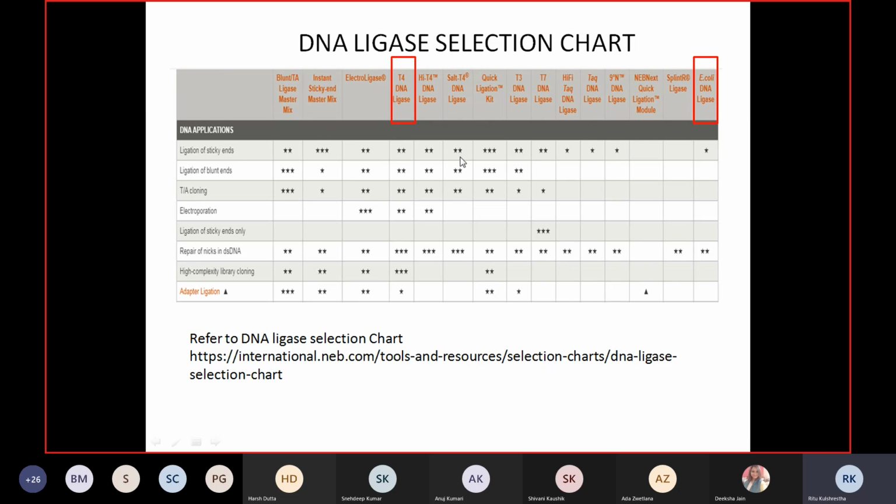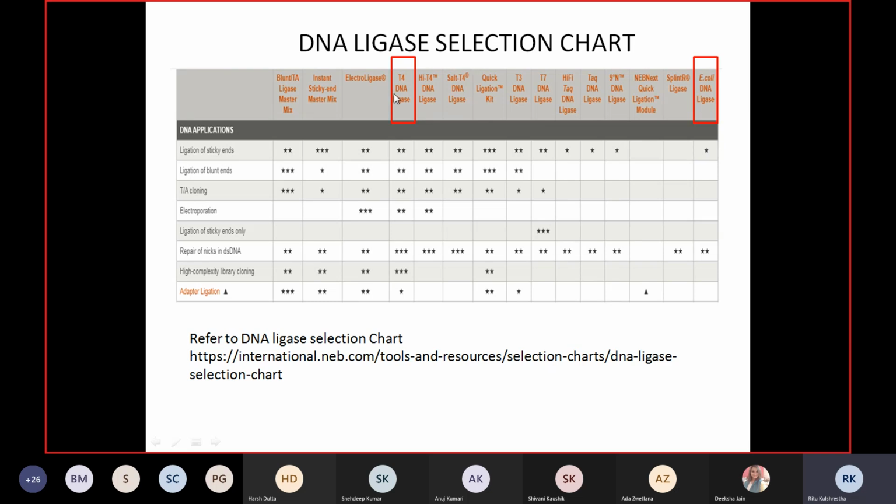And based on the number of stars they have, they are preferred in a particular condition. So for example, T4 DNA ligase, I told you it's good for sticky and blunt ends, right? But E. coli DNA ligase is only good for sticky ends.